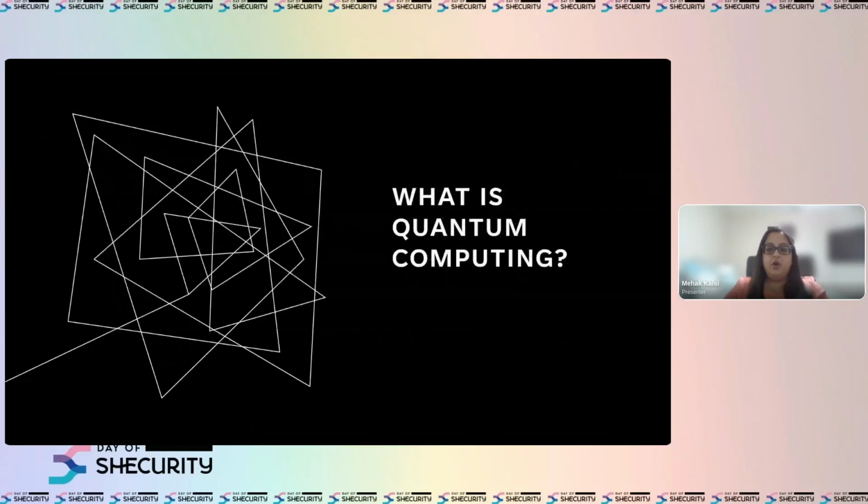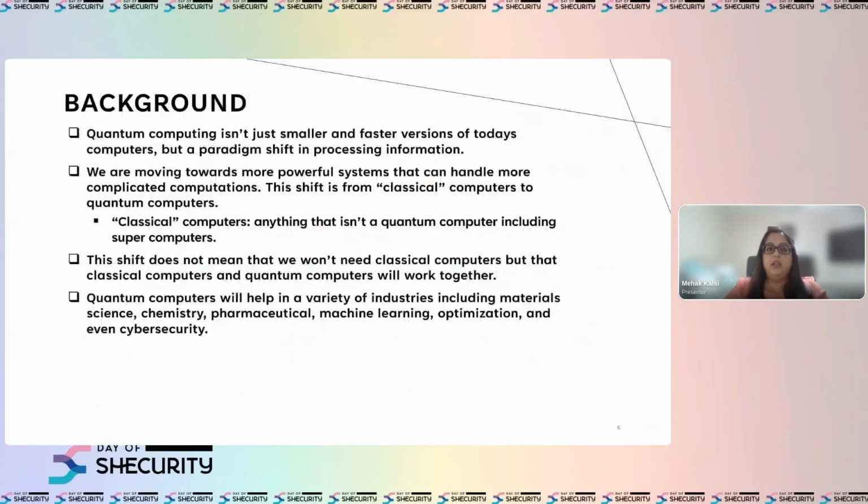Okay, so what is quantum computing? A little background here. Quantum computing isn't just, unlike classical computers, getting smaller and faster. It's actually a paradigm shift in how you process information. And as we move along, you'll see what those changes are. And so we're moving towards more powerful systems that can handle more complicated computations.